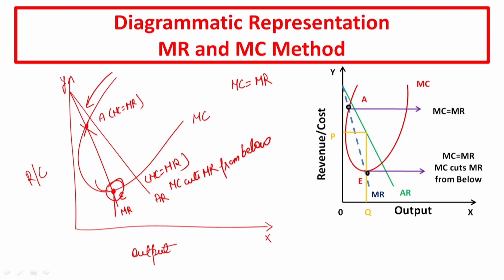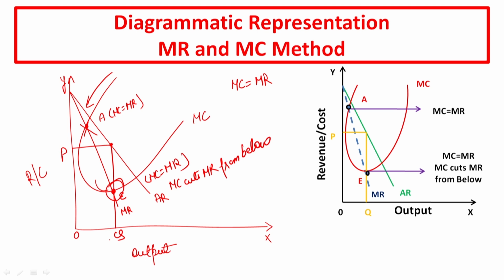Then you have to locate the equilibrium output and equilibrium price. So OQ will be the equilibrium output, and when you go up and touch the AR, average revenue, it will give you the equilibrium price. It is cutting at this point, then join it on the y-axis. So OP will be the equilibrium price and OQ will be the equilibrium output.